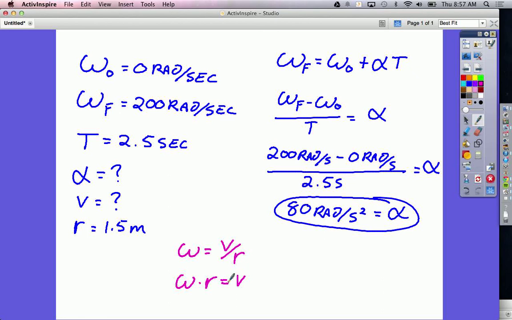So what's my final angular speed of my propeller? That's going to be 200 radians per second. And my radius is 1.5 meters. So when I plug that into my calculator, I should get that a point at the end of the propeller has a speed, a linear speed, of 300 meters per second, which is pretty darn fast.